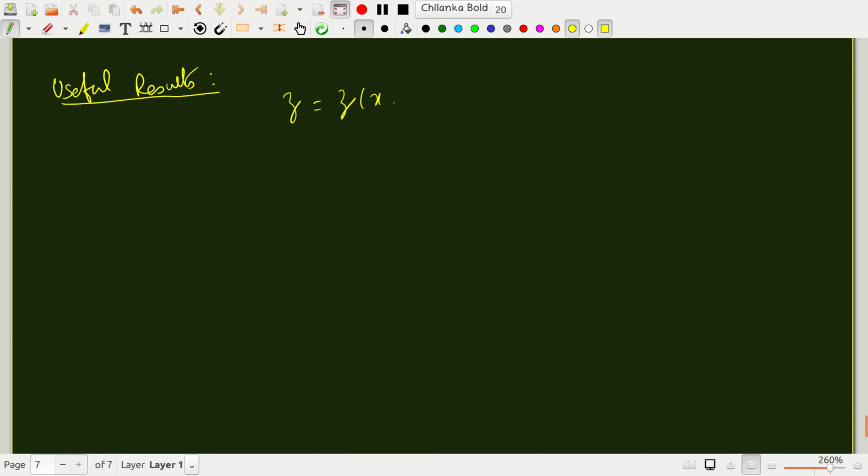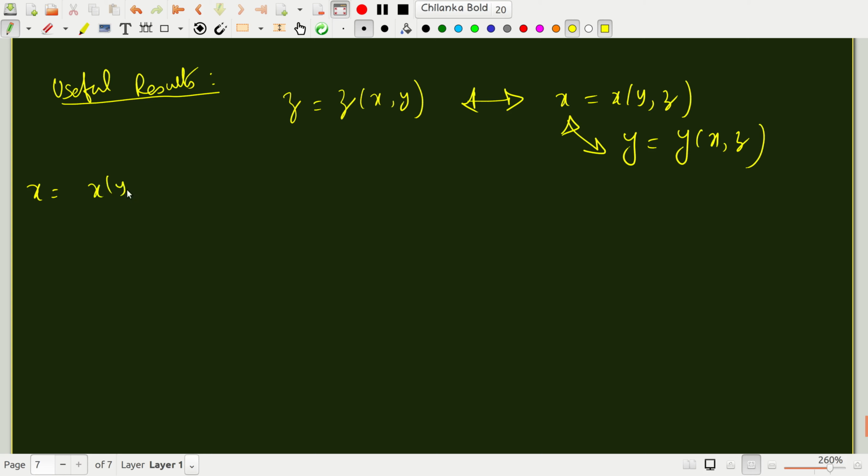If z is a function of x, y, then I can convert this or equivalently represent this as x is a function. I can invert this around or turn this around and write like this. And similarly, this can be turned around to write this as y as a function of x and z and so on. Okay. Now consider x is a function of x is x of y, z. Then dx is partial x partial y at constant z dy plus partial x partial z at constant y dz.